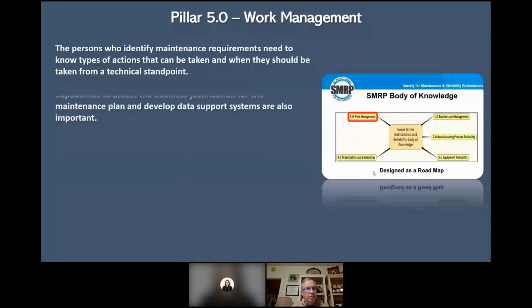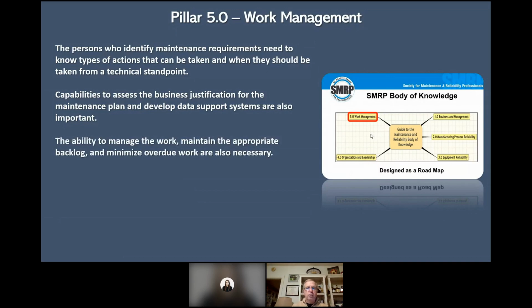So work management, Pillar 5. The persons who identify maintenance requirements need to know types of actions that should be taken and when they should be taken from a technical standpoint. So capabilities to assess the business justification for the maintenance plan and develop data support systems are also important. The business is all about production. So if production says we have to run this rate, we need to run it for this duration with few problems and interruptions, like with OEE, then what we have to do is have a maintenance plan to support it. And we need to have data support systems like a CMMS or EAM to support that.